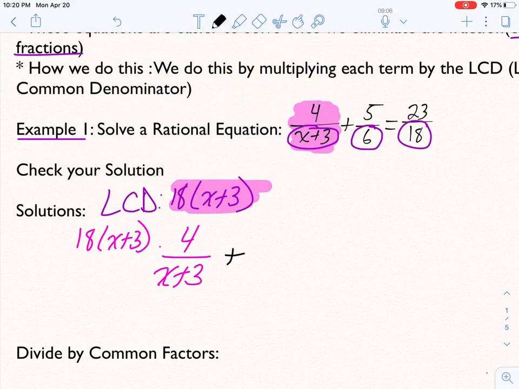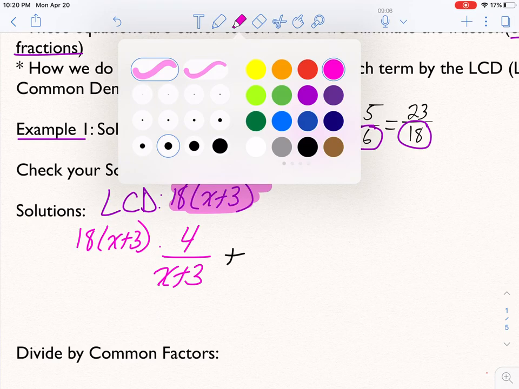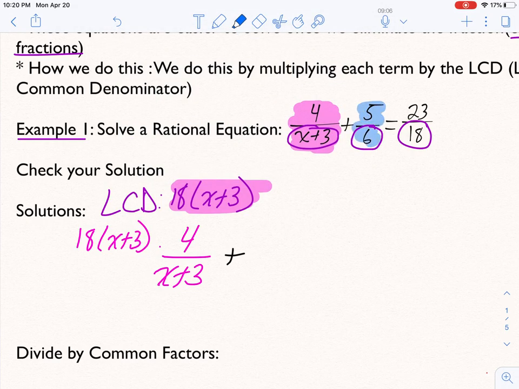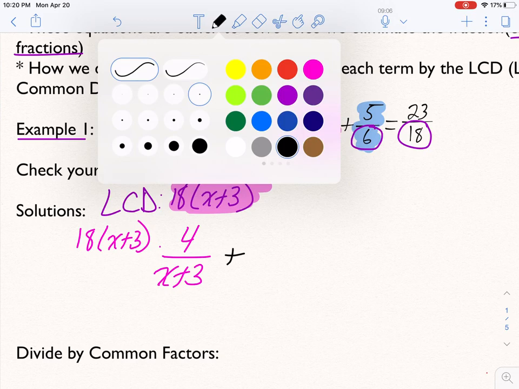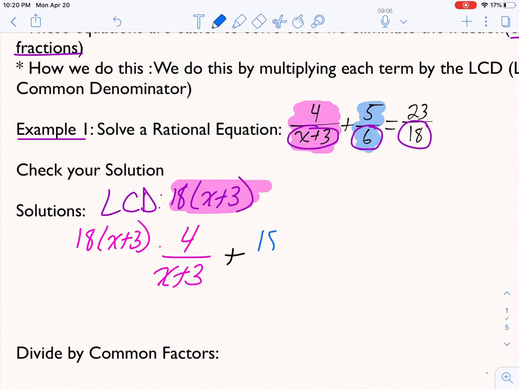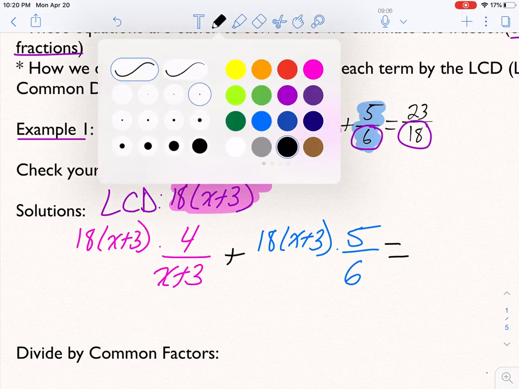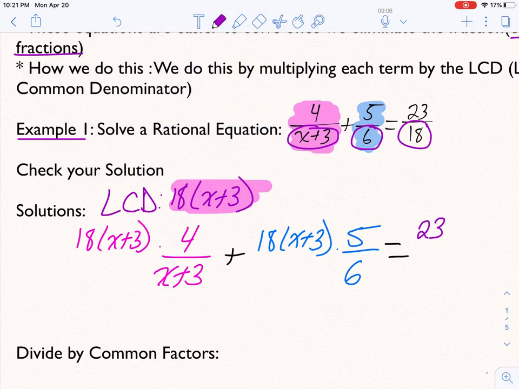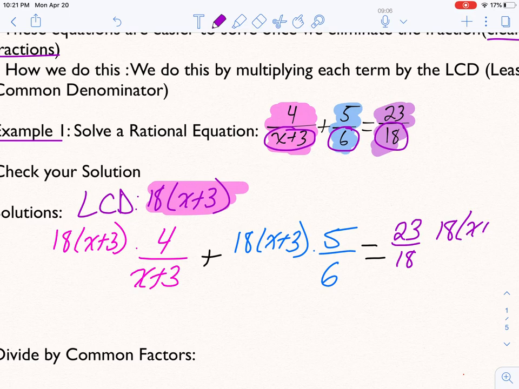I then have a plus sign. Next up, my second part is 5 over 6, and I'm going to multiply that by my LCD. And then my last part is 23 over 18. And you guessed it, I'm going to multiply that by my LCD of 18, x plus 3.